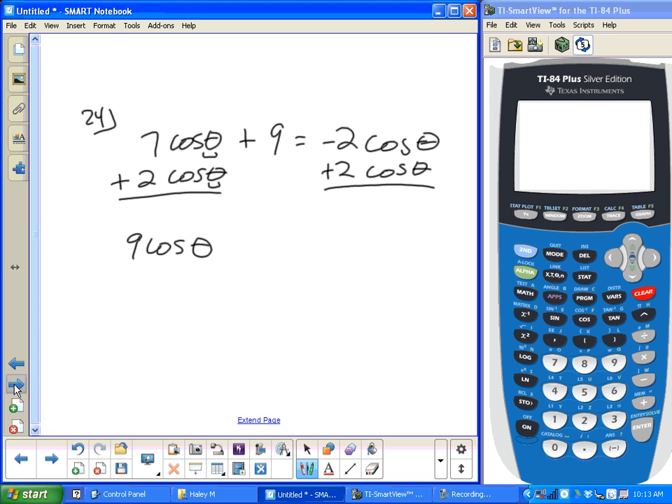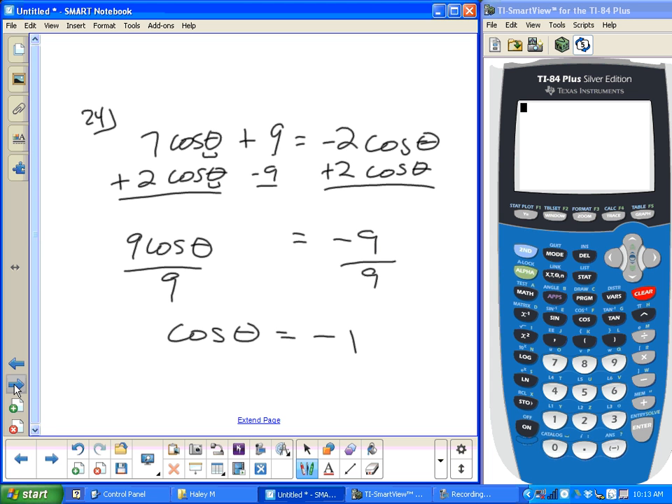Now, what about that 9? So we'll get this. All right, so now what? And so that's going to give me -1. Okay, so now, where is my cosine -1? Okay, pi. And then that's it, isn't it? Just pi.